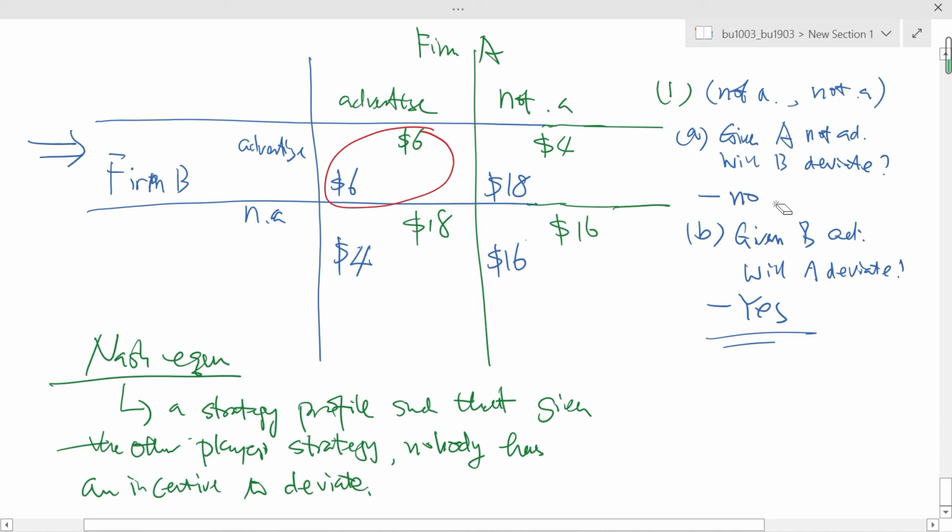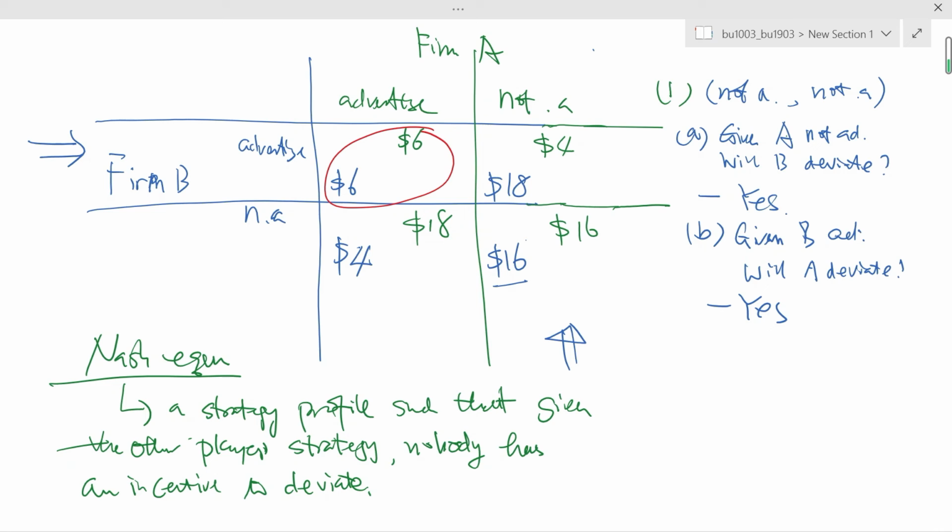Okay, let's check both not advertise. Is this a Nash equilibrium or not? Exactly the same process, answering the same questions. Given A not advertise, will B deviate or not? Given A not advertise, we are in these columns. So if B deviates from not advertise to advertise, the payoff increases by $2. So now the answer is yes, and we can actually stop here to conclude that not advertise is not a Nash equilibrium. But for completeness, let's check.